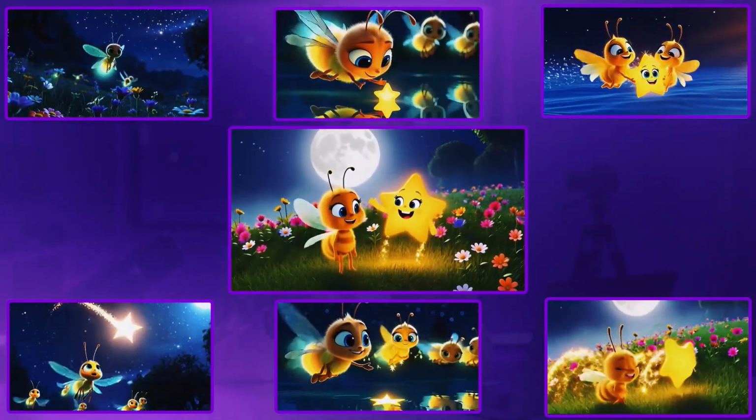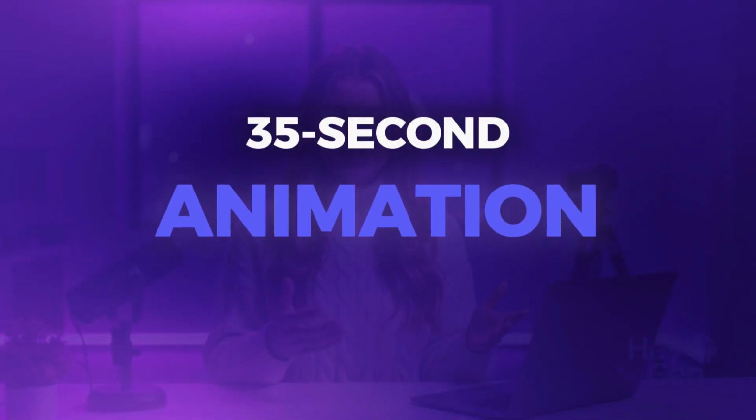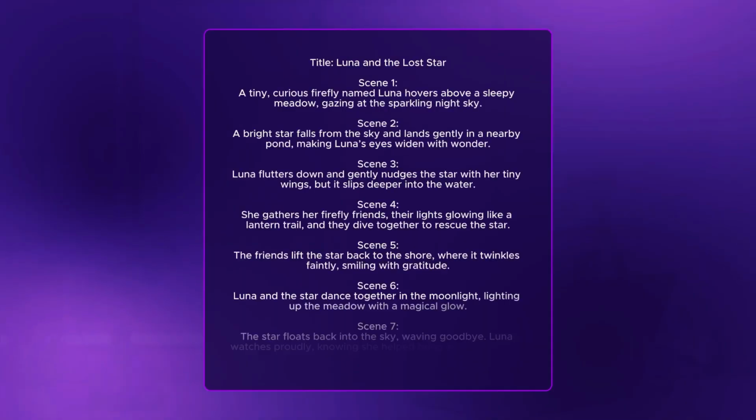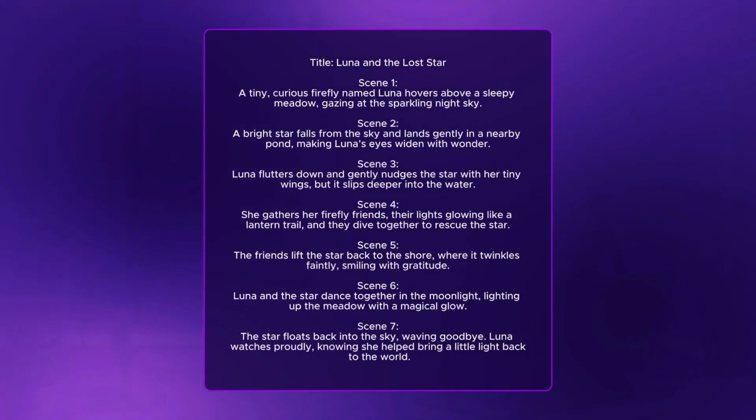Since Grok generates 5-second clips, our 7-scene story about Luna and the Lost Star will result in a beautiful 35-second animation. The plot follows Luna, a curious firefly who leads a rescue mission to save a fallen star from a pond. This kind of magical, glow-in-the-dark setting is perfect for showing off what AI can do with lighting and reflections. Now that our scenes are set, let's move to the next phase and turn these ideas into visual prompts.